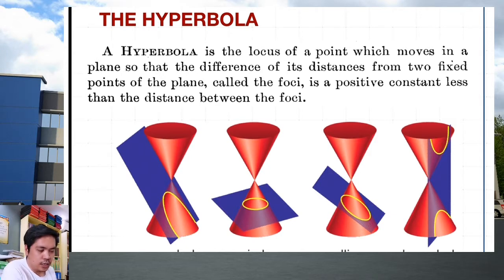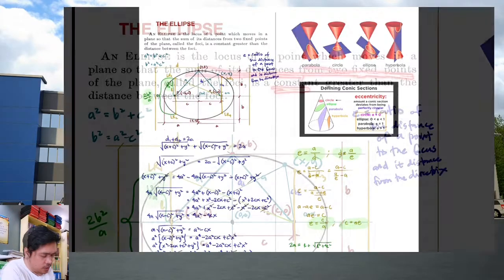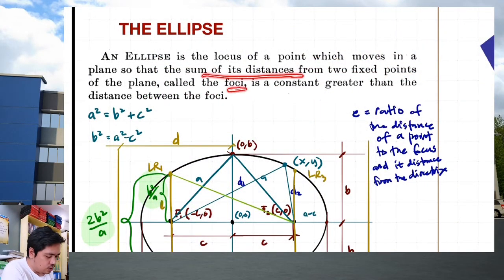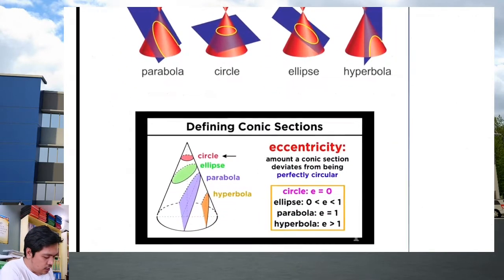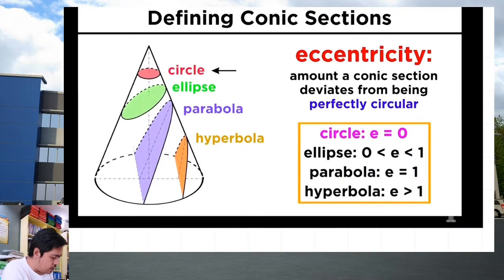If you notice, the definition of a hyperbola is similar to the definition of an ellipse, only that the constant is the difference of its distances from the foci, while for ellipses, the sum of the distances to the foci is a constant. Now, in terms of eccentricity, the hyperbola has an eccentricity greater than 1.